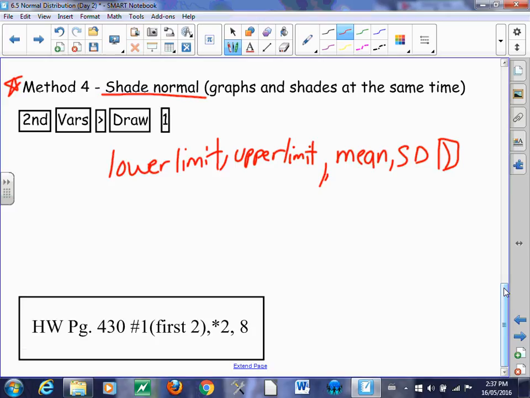Here's your homework, folks. Page 430, do number 1, and then first 2. I don't know what that means. We'll have to check that over when you do yours in class. Oh, just do the first 2, I think, in 1. And check number 2 out and number 8. Again, use a graphing calculator, folks. It's going to help you with this.